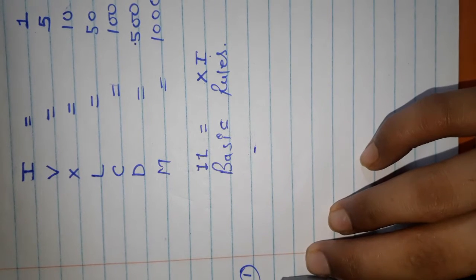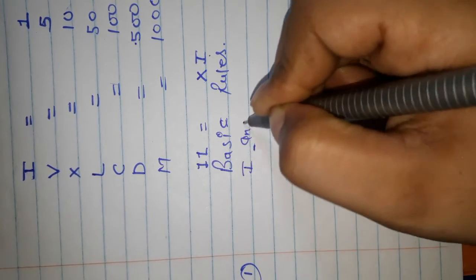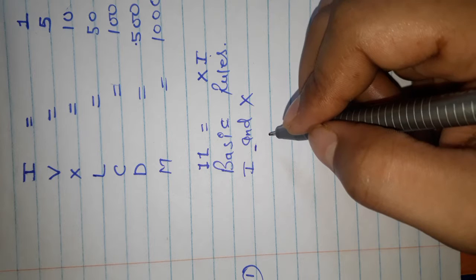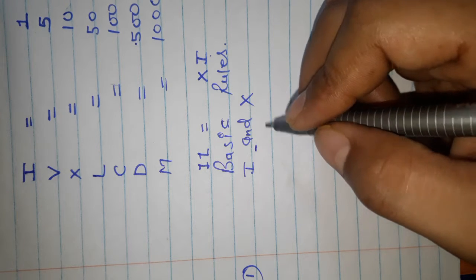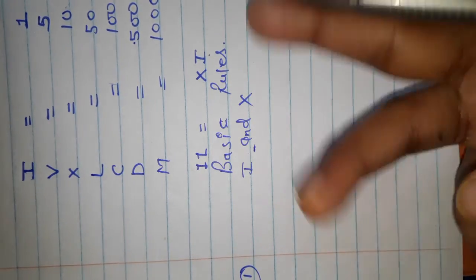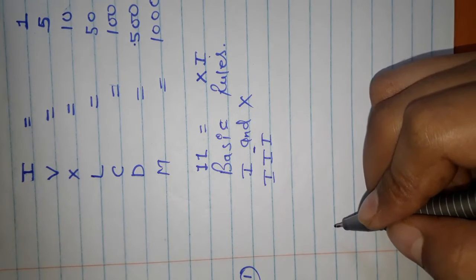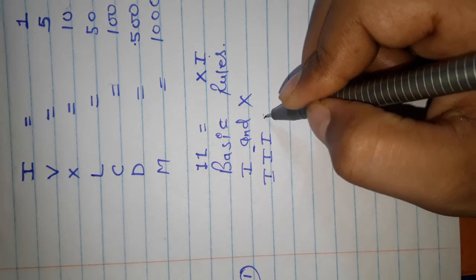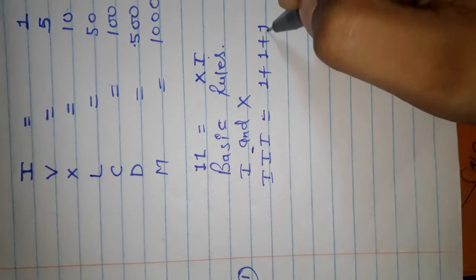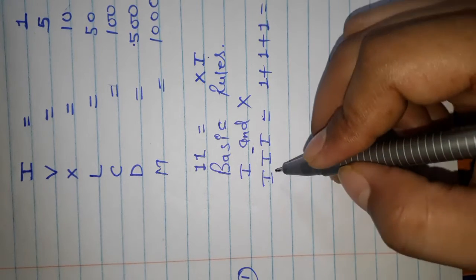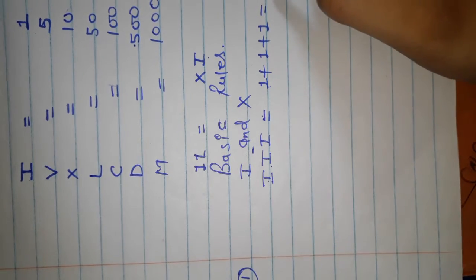Rule number 1 says the symbols I and X are used up to 3 times in a Roman number and the values are added. Suppose we have to write 3 in Roman numerals. What do we do? We just write I 3 times, and these I's are added. I means 1 plus 1 plus 1, so together they make 3.